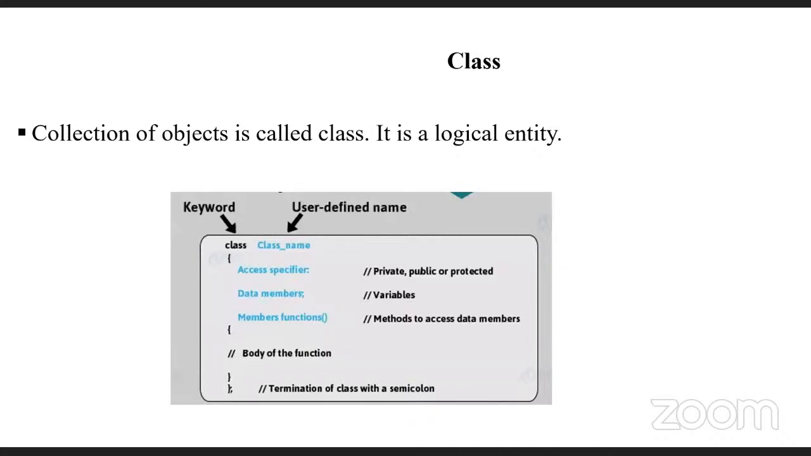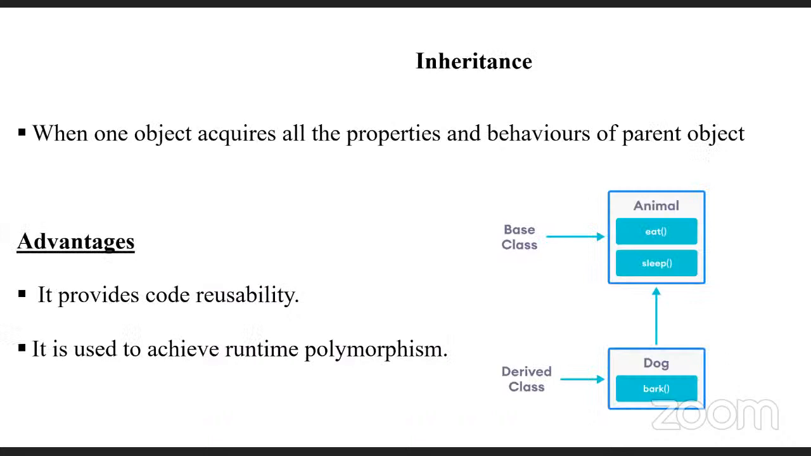Next is inheritance. I told you the next object oriented programming concept is inheritance. What is inheritance? Inheritance is nothing but acquiring all the properties from parent to child class. Parent to child class, that is called inheritance.